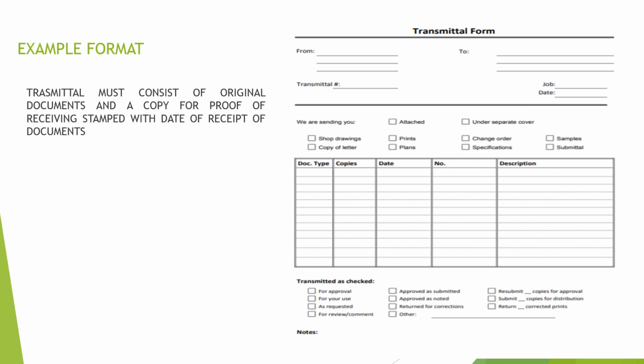Transmitted as, check. Are you going to submit the transmittal? Is it for approval, for your use as requested, or for review and comments? Approve as submitted, approve as noted, return for corrections, resubmit, submit, or return corrected prints.